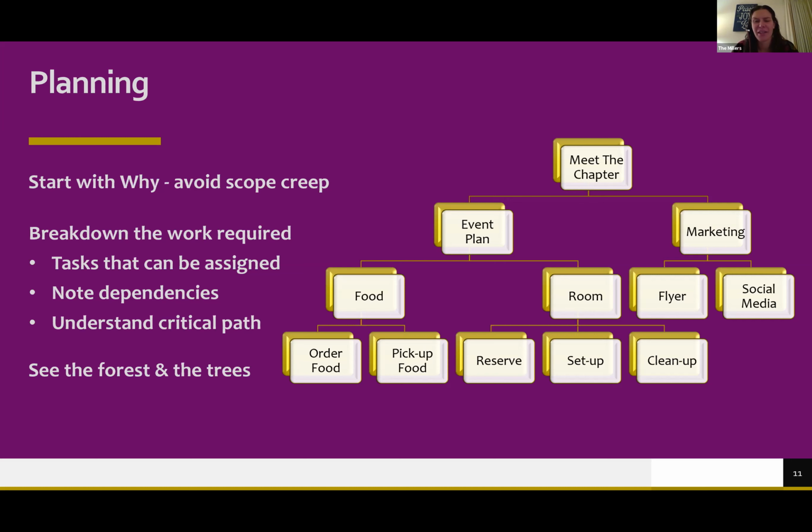And if you literally Google work breakdown structure template, you'll get a million hits of how you can start to break down work in a project plan.